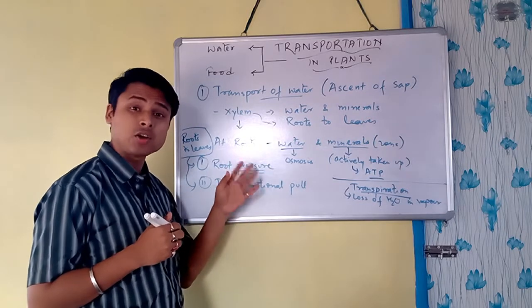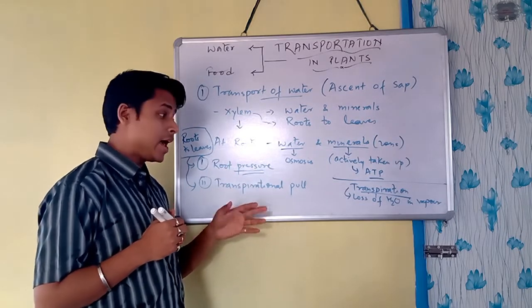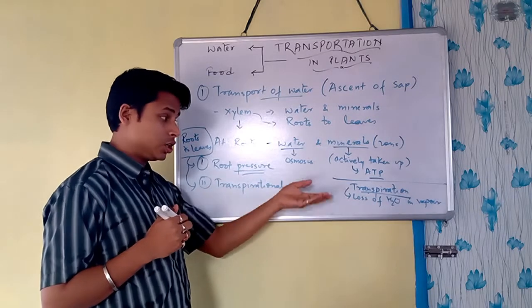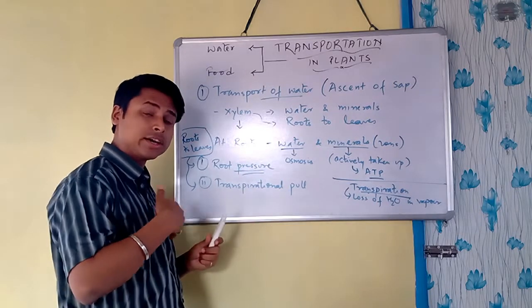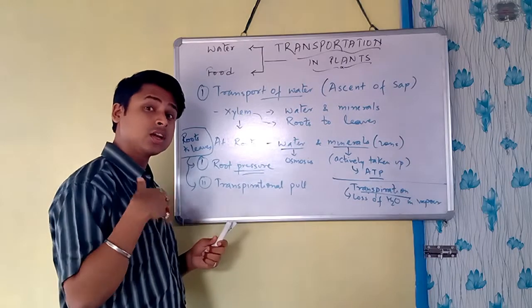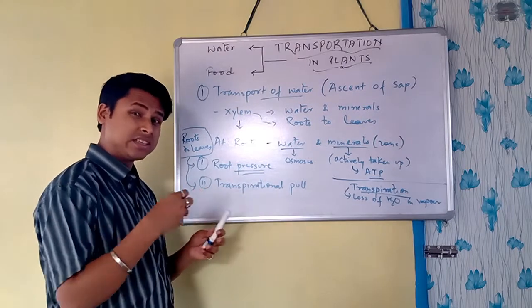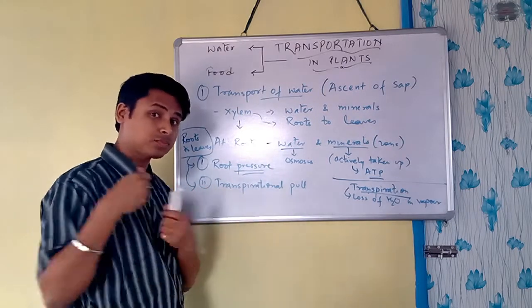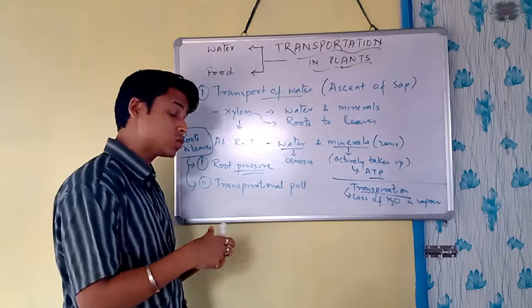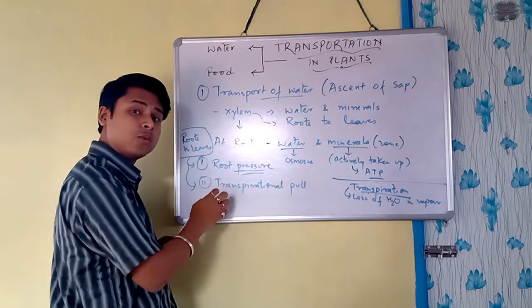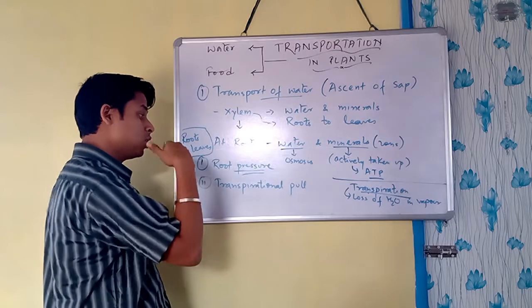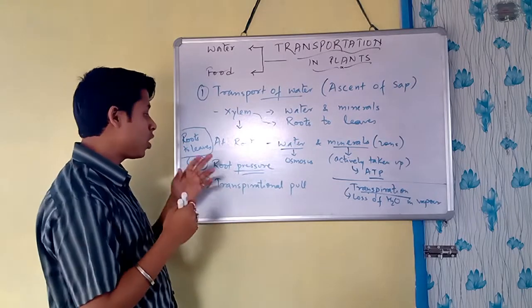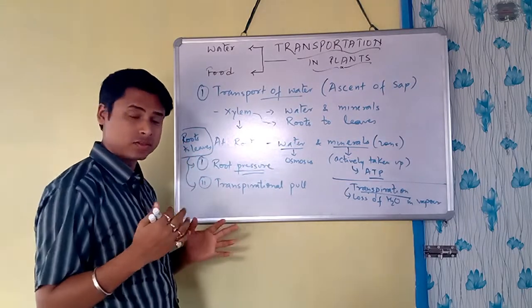Transpiration helps in cooling down the leaves also, right? And due to transpiration, when the water gets lost from the leaves, the water required is pulled up, so it starts cooling the leaves. This is what we call transpirational pull. Due to this transpirational pull and root pressure, the water moves from the roots to the leaves, right?